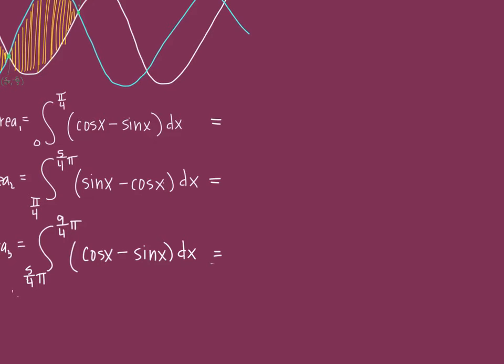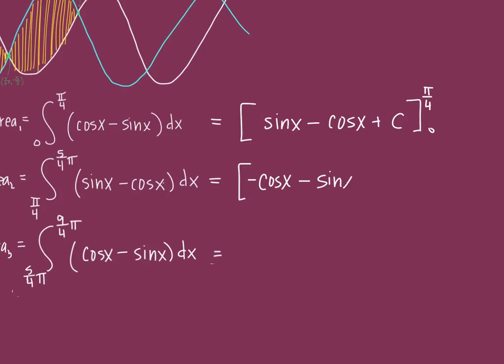All right, so I'm going to work through my antiderivative. Antiderivative of cosine is sine, minus the antiderivative of sine, which is cosine, plus c, going from 0 to pi fourths. Area number 2 would be the antiderivative of sine. I just corrected a negative sign, so make sure you do that in your notes. Okay, antiderivative of sine is negative cosine minus sine plus c, going from this time pi fourths to 5 pi fourths.